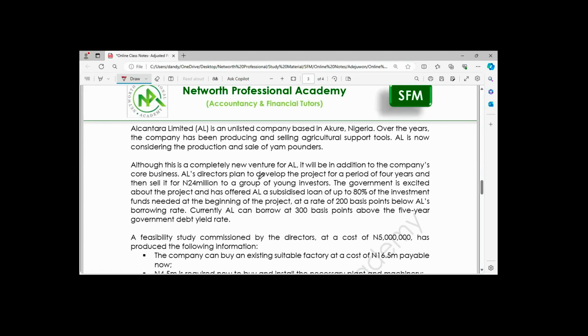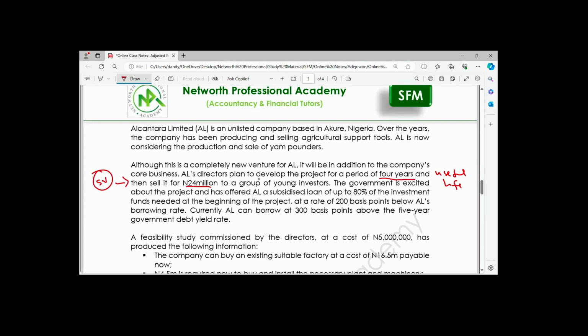It means that AL is diversifying, okay? Although this is a completely new venture for AL, it will be in addition to the company's core business. AL's directors plan to develop the project for a period of 4 years and then sell it for 24 million naira to a group of young investors. So in this particular paragraph, I've seen the useful life of the project to be 4 years. Then sell it for 24 million. In this same paragraph, I've seen the scrap value, the sales proceeds, which is 24 million.